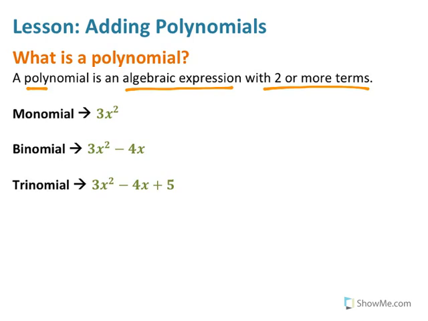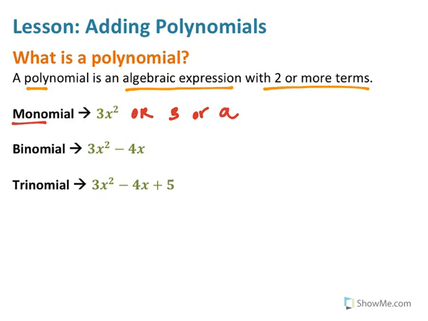So if we have what's called a monomial, that means we only have one term. Mono means one. So one example of this would be 3x squared. Or a constant by itself, like 3. Or a variable by itself, like a. For one term, there cannot be any plus or minus signs in between.